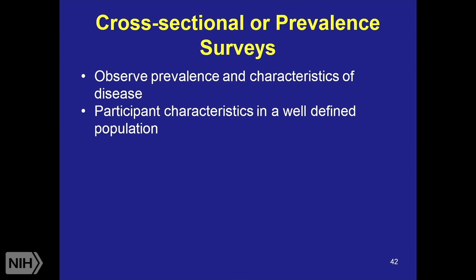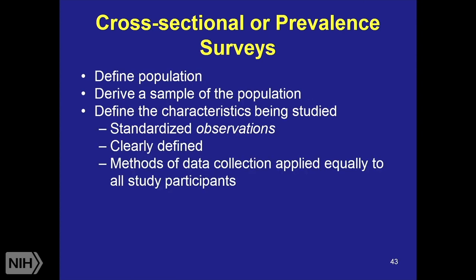Here's where we're going to observe the prevalence and characteristics of disease. Cross-sectional, remember, is the snapshot in time. Again, my idea is I need to understand the characteristics of participants in my study in a well-defined population. First things first, define your population.